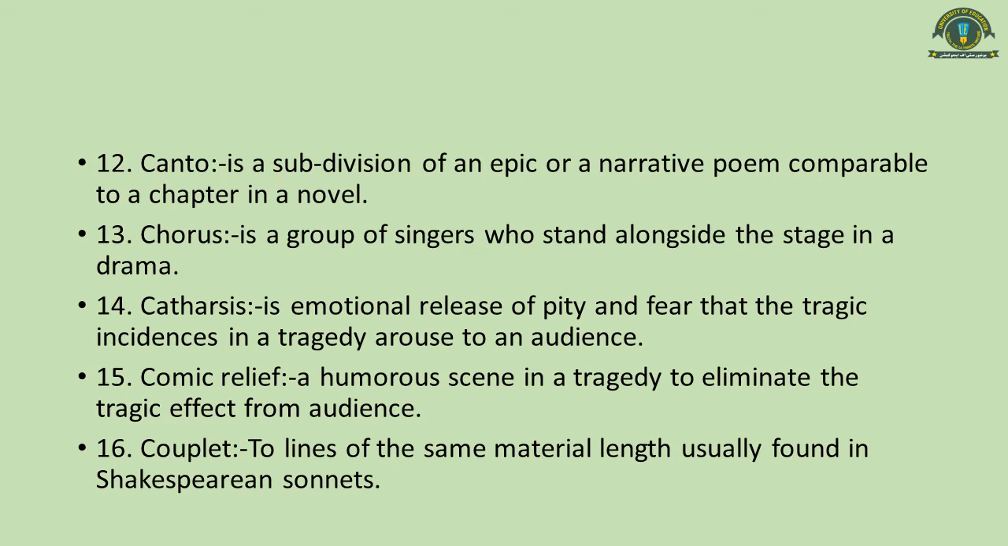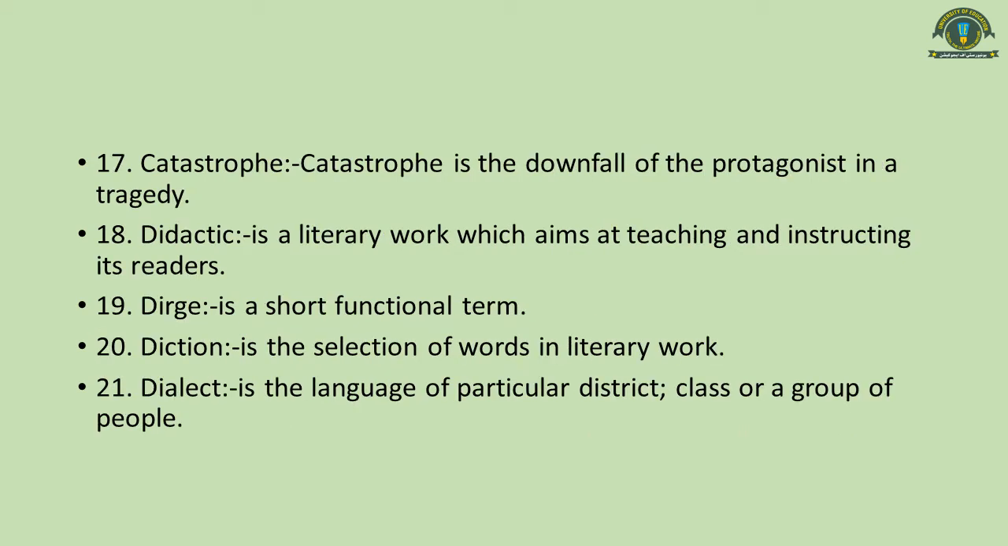Couplet: two lines of the same metrical length, usually found in Shakespearean sonnets. Shakespeare has used this kind of couplet in his work, particularly in his sonnets. Catastrophe is the downfall of the protagonist or the hero in a tragedy, while didactic is a literary work which aims at teaching and instructing its readers. Dirge is a short funeral song, while diction is a selection of words in a literary work.